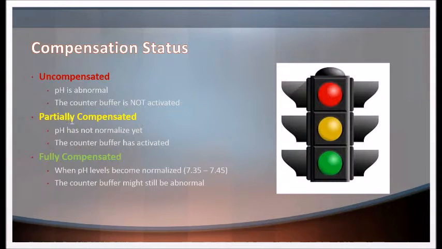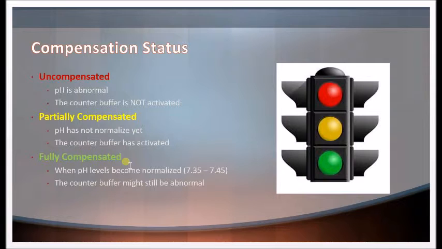Okay? In a partially compensated state, the pH is still not normalized, so it still doesn't fall between 7.35 to 7.45. However, in a partially compensated state, the counter buffers have kicked in. So either the renal system or the respiratory system is going the opposite way of the imbalance to try to balance it. Okay, and lastly, in a fully compensated state, it's when the pH becomes normal.